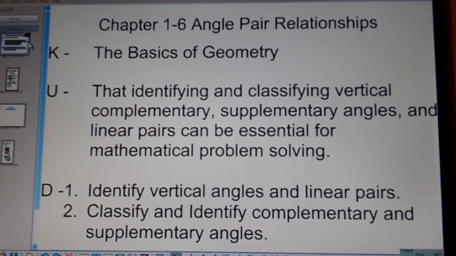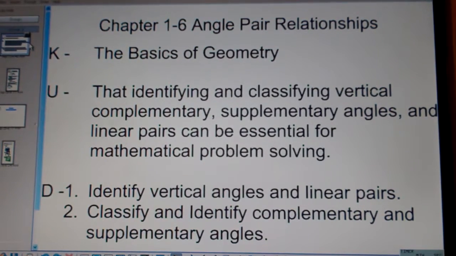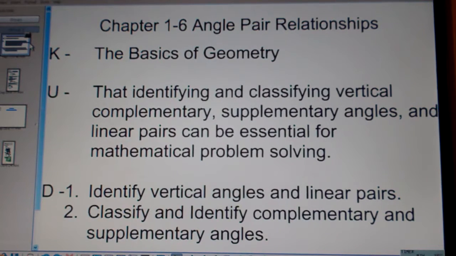This is chapter 1-6, angle pair relationship. Please hit pause to copy your notes.